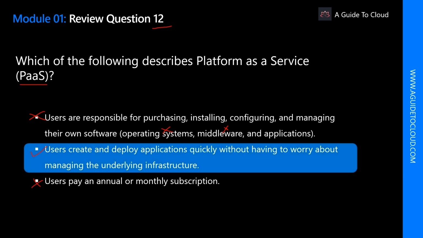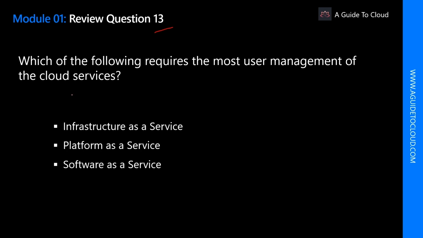So the right answer is the second option, which is PaaS lets users create and deploy applications quickly without having to worry about managing the underlying infrastructure. Which of the following requires the most user management of the cloud services? So we are trying to find out the most user management of the cloud services. So is it infrastructure as a service? Absolutely correct, because infrastructure as a service is where a user has to manage the operating system, the application layer, the data layer, the middleware, etc.